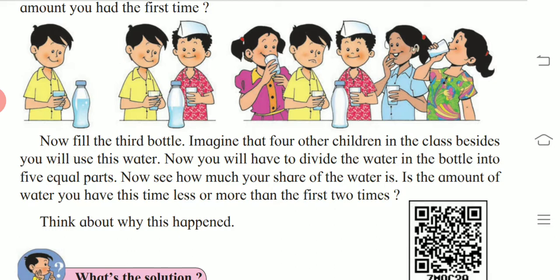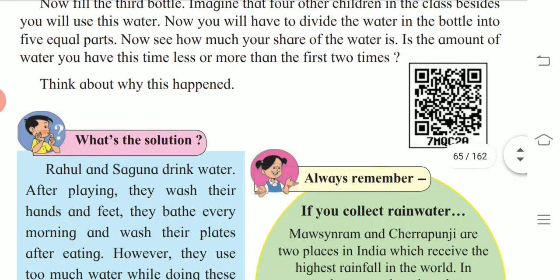Now you will have to divide the water in the bottle into 5 equal parts. Now see how much your share of the water is. Is the amount of water you have this time less or more than the first two times? Think about why this happened. What is the solution?